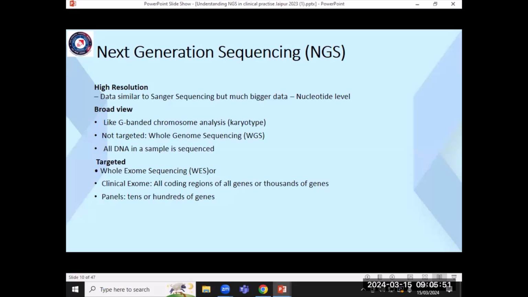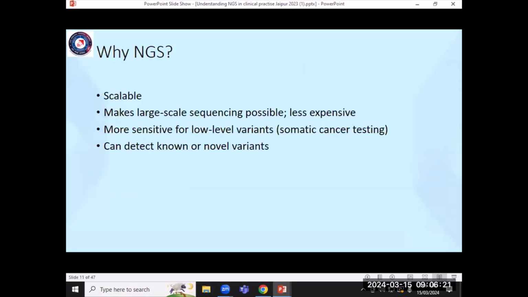Then we come down to panels. These panels are the most easily manageable because, depending upon the type of sample, whether you have very limited tissue or a very limited amount of cells, they give you a much deeper understanding of what you're looking for. For the drug you have, is there any biomarker available? These panels can vary from 3 to 5 to 10 genes up to 500 to 1,000 genes. Again, these are all clinically relevant genes for which actionable targets are available. So this makes large-scale sequencing possible, less expensive, more sensitive for low-level variants, and able to detect even novel variants.